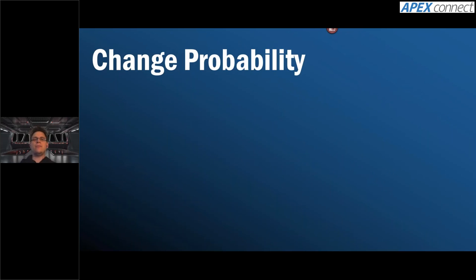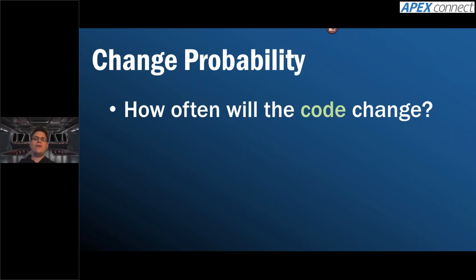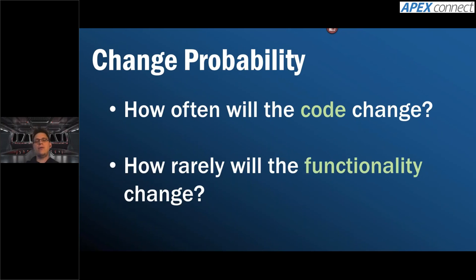And the change probability is how often will the code change, like in a setting where much refactoring happens, and how rarely will the functionality change? Because if I have to change my test every time I change the code, it's not as valuable. And these questions give you a very good indication whether you should automate tests or not.